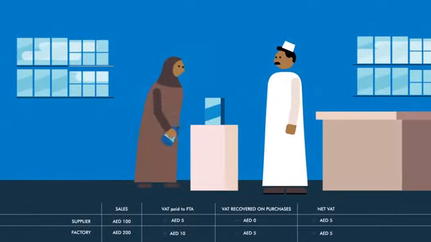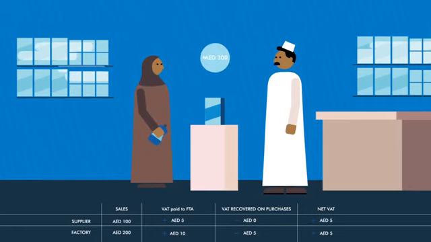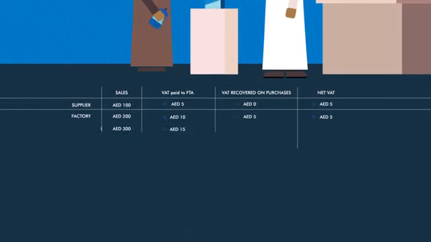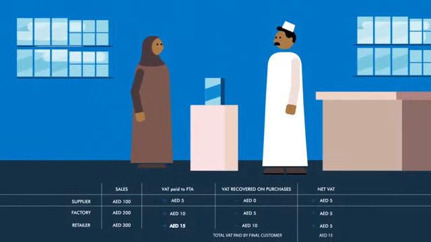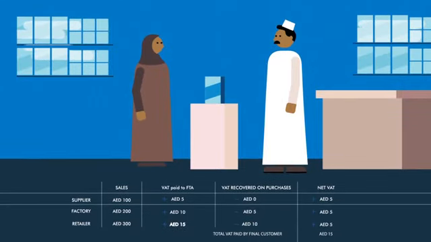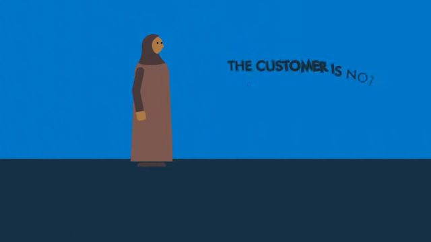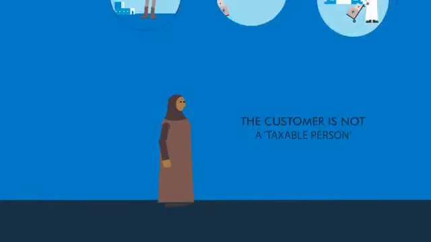The customer buys the date syrup from the shop for 315 dirhams. 15 dirhams of VAT is given to the FTA. However, the shop reclaims 10 dirhams of VAT from their date syrup purchase. The customer cannot recover VAT as they are not a taxable person.